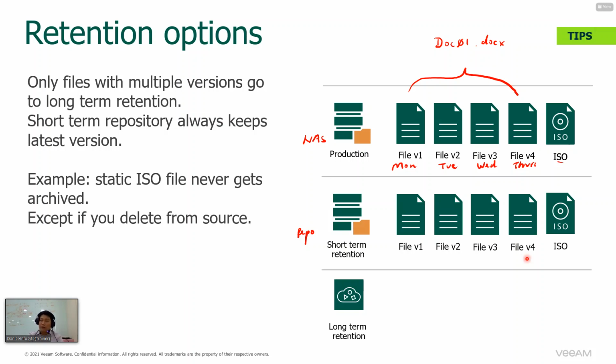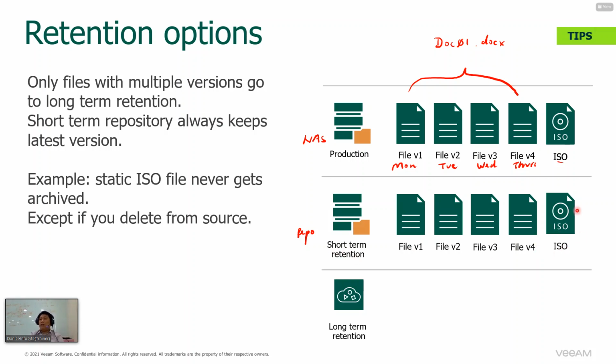So when your file comes with multiple versions, then certain older version data will start to get expired. If you have ISO data like this that does not have any changes, the file will always be evergreen if the file is still sitting in your NAS storage. So this file will not be deleted, it is still being used. Your backup data in the repository short-term retention will always remain.